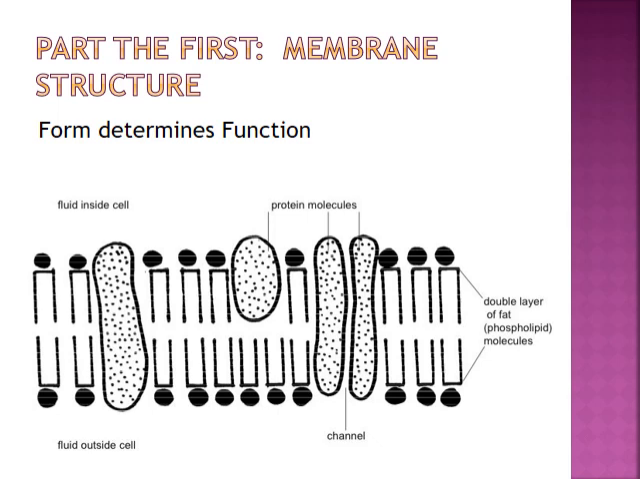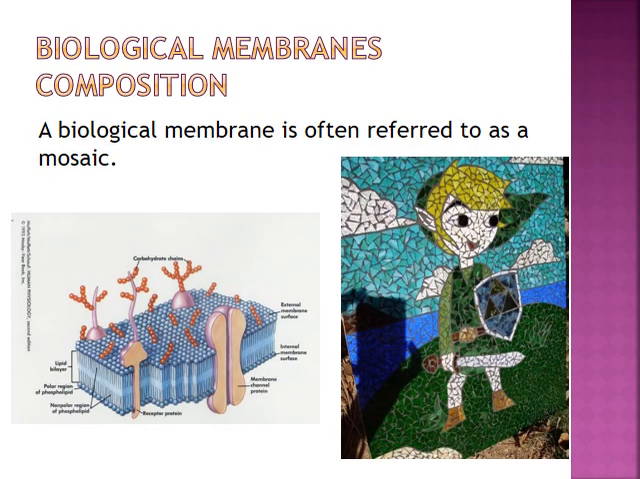So before we talk about how we get these different functions, we have to talk about the structure, because in the end, form will always determine function. So let's go over how the membrane gets its form, what it's made of, and how the chemical interactions can lead to a function. So we'll begin at the beginning.